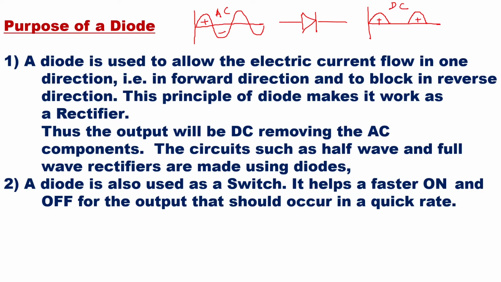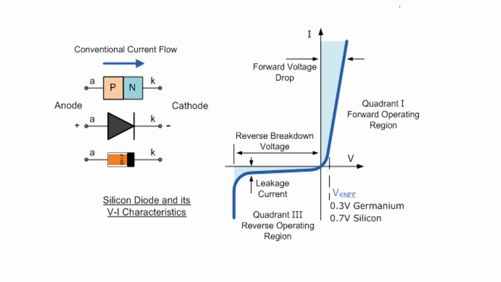But at present, you know that when the input is positive, it is on, and when the input is negative, it is off. That is, when anode is made more positive than cathode, it is on. When anode is made negative with respect to cathode, it is off. Okay, so it can act as a switch. Then to see the symbol, to see the structure, and to see the characteristics graph.